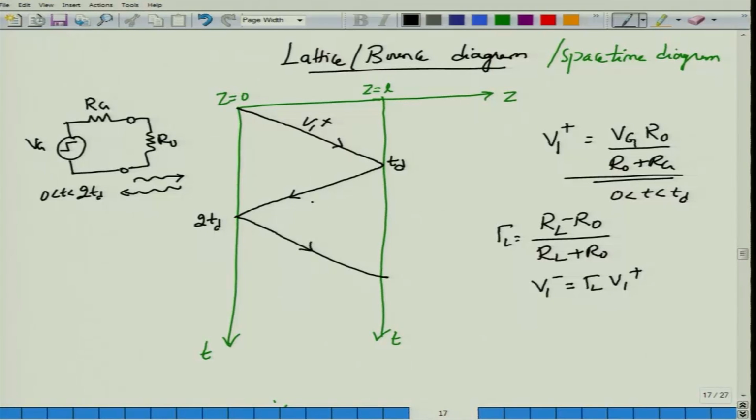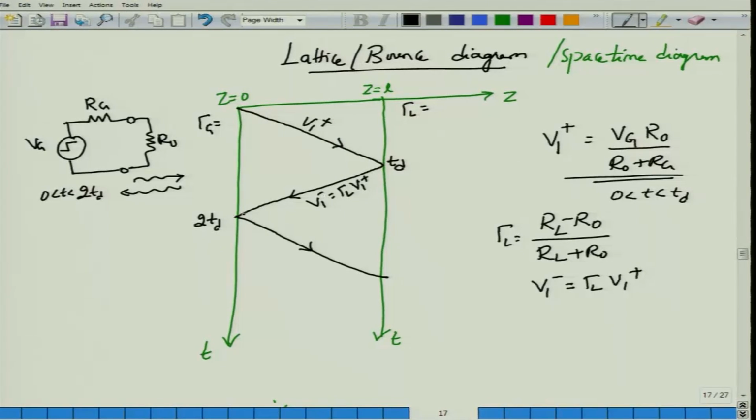So, I will come back to this one, what it is, but first let me write V1 minus, which is equal to gamma L into V1 plus. You can also note down what is the value of gamma L here. Similarly, note down what is the value of the generator reflection coefficient. Why do I need this generator reflection coefficient here?